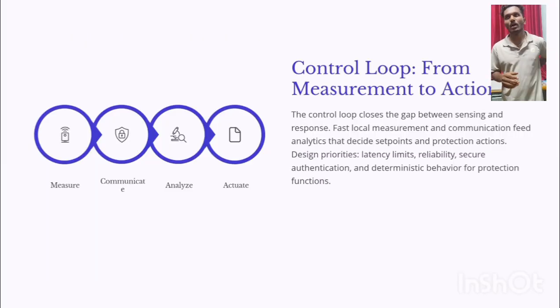I subdivided these topics, and second, I conclude with design priorities. First of all, we have to give priorities for everything, right? For design priorities, I like low latency and high reliability, secure authentication, and deterministic behavior like predictable consistency, responsible for some protection functions.